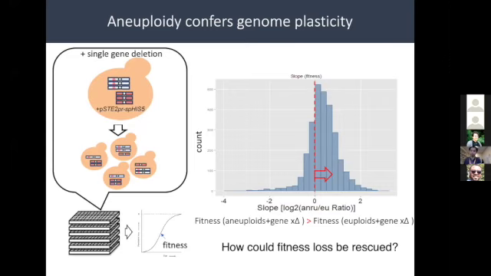This is interesting because when we compare aneuploid versus euploid, we expect that aneuploid grows worse, or that there could be one or two genes, okay, whose deletion makes aneuploid grow better. But in fact, 60% of the genes, when deleted in the aneuploid population, grow better than the haploid with these single gene deletions. So how this fitness loss got rescued, we really don't know what happened.